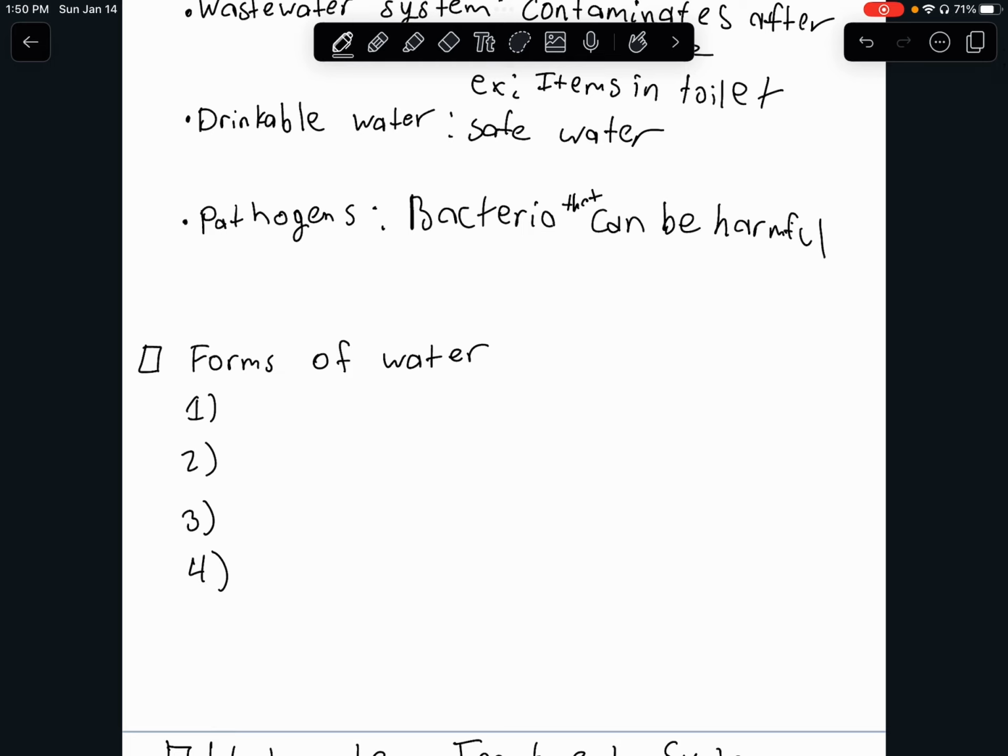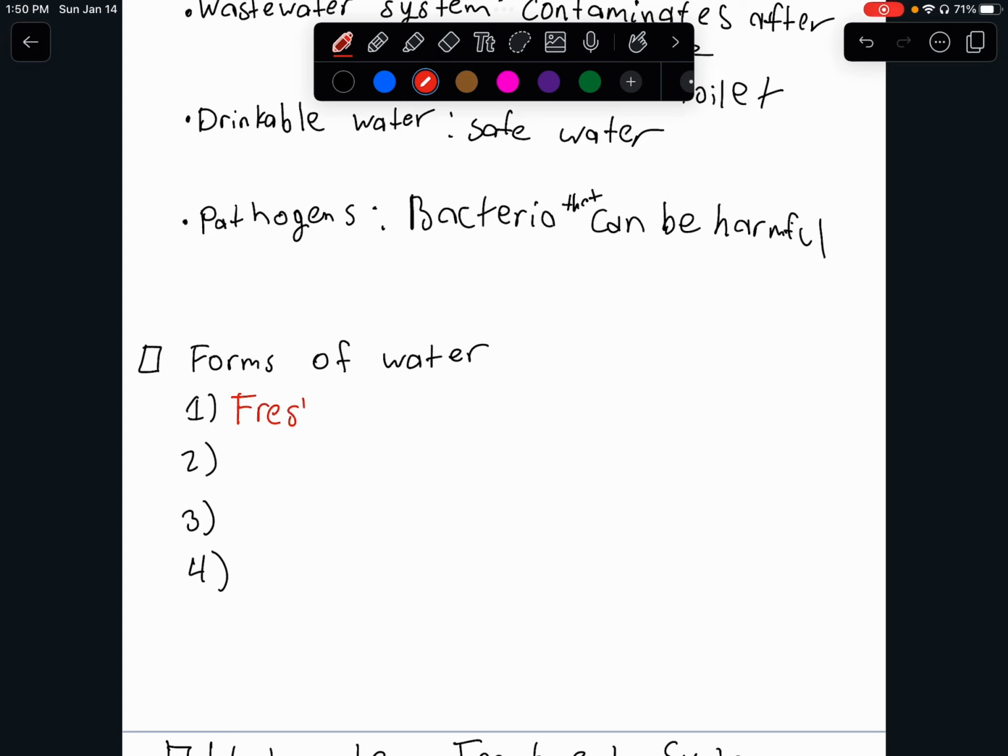All right. So as we go into this introduction, we're going to go over different forms of water. So we have our first form. I'm going to put this in actually spread. So our first form is fresh water, which is an example of freshwater lakes, rivers, etc. So it's not safe drinking water because it's just fresh water in a body of water.